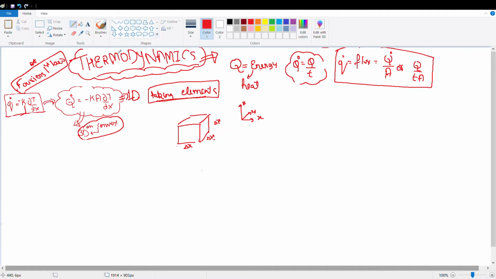Before proceeding, I want to tell you that we are going to use a basic thing that should be known. This is the energy conservation law. This is what we are going to use in every thermodynamics problem. We are going to use the energy conservation equation in every thermodynamics problem.